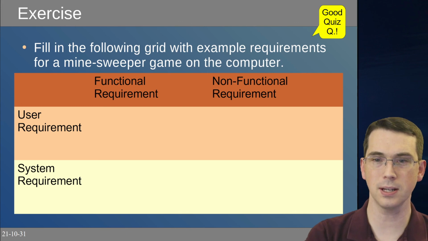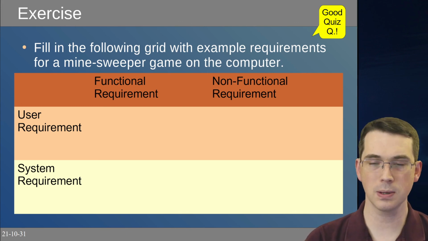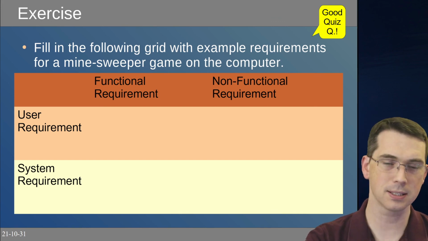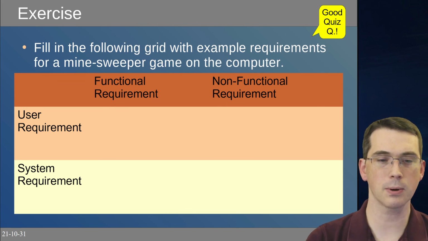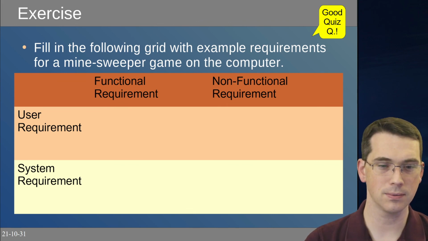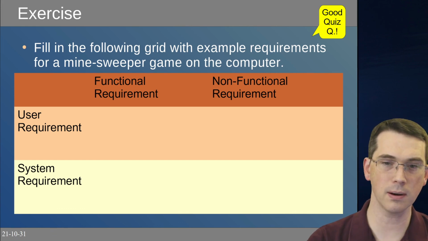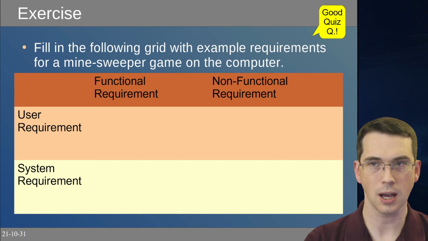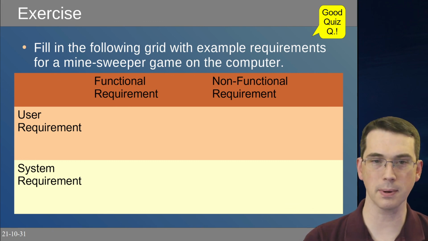So a quick exercise here, we want to fill in the following grid with examples for a Minesweeper game on the computer. You know, the game where it comes up with a grid and you click on, is this a mine or not? And you mark things as mine and move around the grid. So we want to talk about a user requirement, something high level, or a system requirement, something low level. We want to talk about functional requirements, meaning specific features, or non-functional requirements, meaning just applies to the system as a whole. So I'll give you a chance to do that now, and we'll think about it again probably in person in lecture.